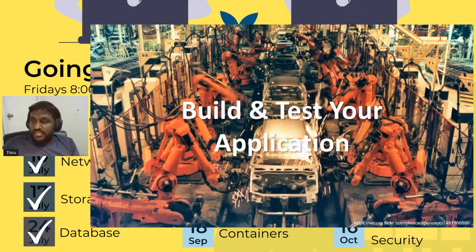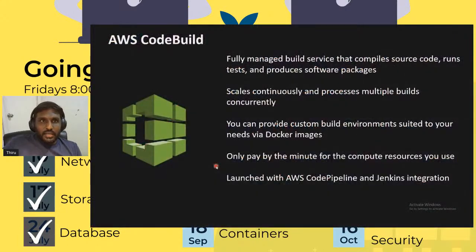So let's start with the first process, which is building and testing your application. And our first service is CodeBuild. CodeBuild is our managed automated build service. Imagine Jenkins, if you are familiar with Jenkins, but a managed version of Jenkins that AWS actually built and offers customers.